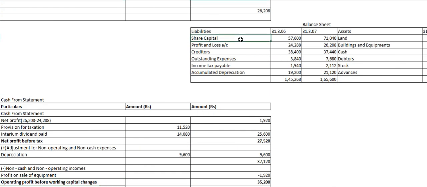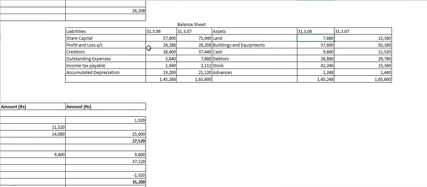So moving on to the balance sheet that they have given. They have given share capital. Share capital has increased, so you will add it in your financing activity. Profit and loss account, this is the opening and closing balance. So the closing balance minus opening balance, you'll get your net profit before adjustments.